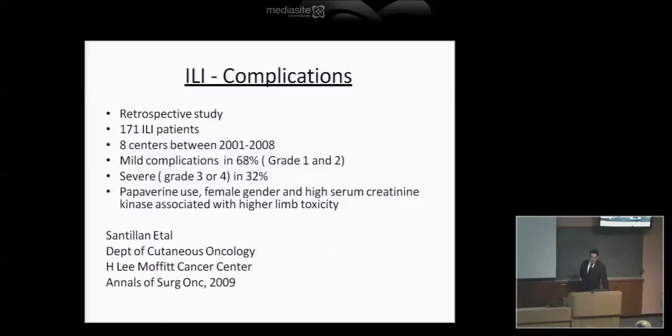His study found that a lot of places used papaverine prior to infusion of the chemotherapeutic agent to cause vasodilatation. And he found that the use of papaverine, female gender, and if the patients ended up with high serum creatinine kinase, this was associated with higher limb toxicity.